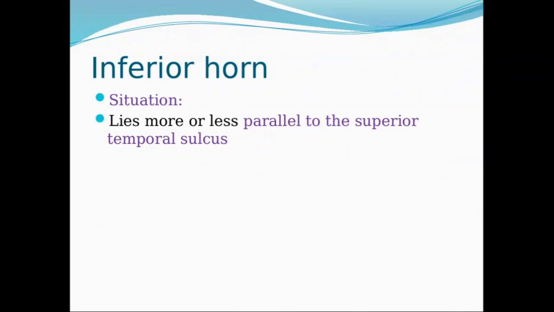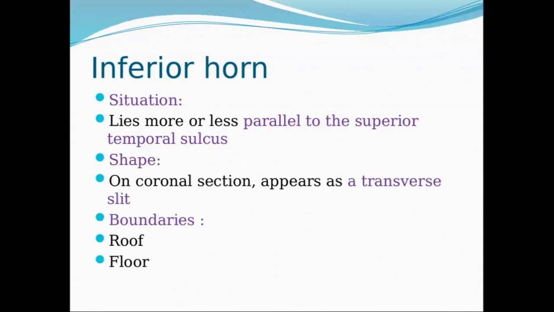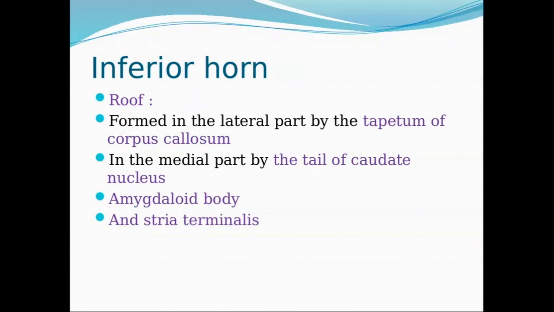Situation: the inferior horn lies more or less parallel to the superior temporal sulcus. On coronal section, it appears as a transverse slit. Boundaries: it has roof and floor. Roof is formed by the tapetum of corpus callosum in the lateral part. If you see in the medial part, it is formed by the tail of caudate nucleus, amygdaloid body and stria terminalis.